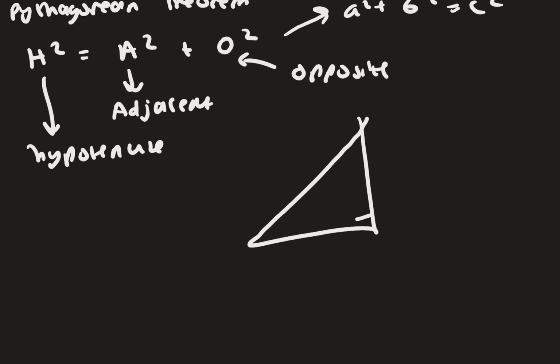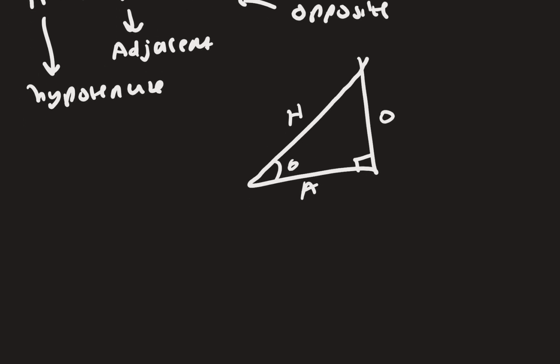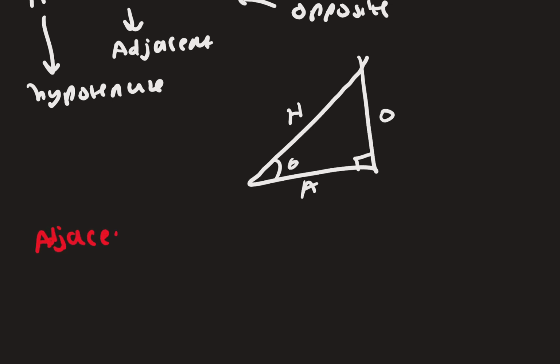This is the h, this is my theta, so this is going to be my adjacent and my opposite. Instead of writing A and O, I'm going to say my adjacent is going to equal cos x, and my opposite is equal to sin x, right? Do you get it? Why? The opposite of the theta will always be sin x, and the adjacent to my theta is always going to be cos x, right?